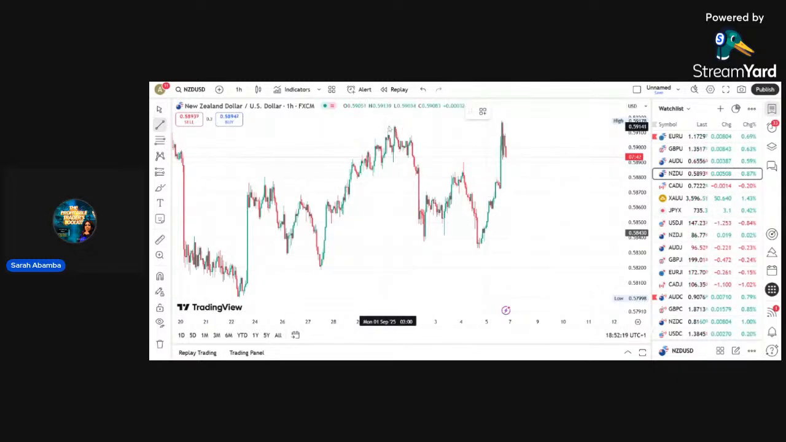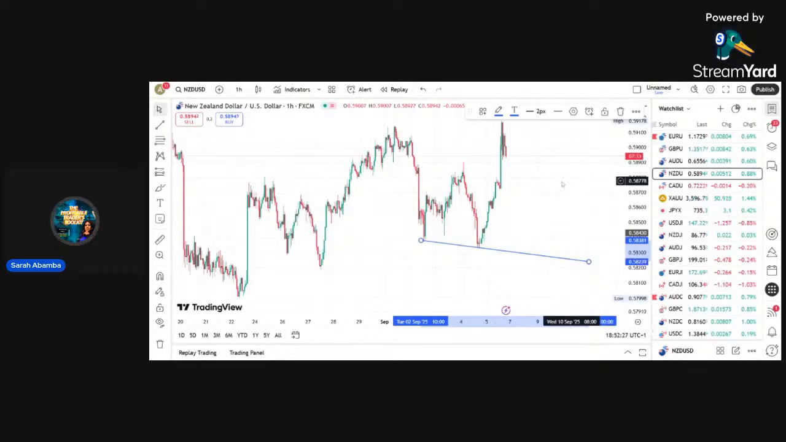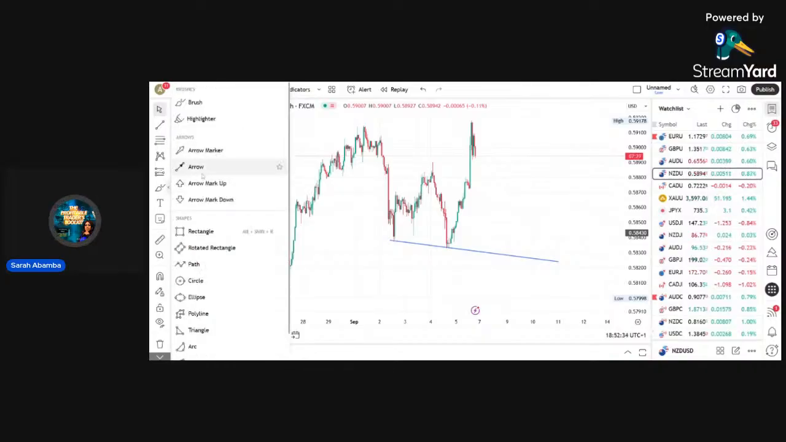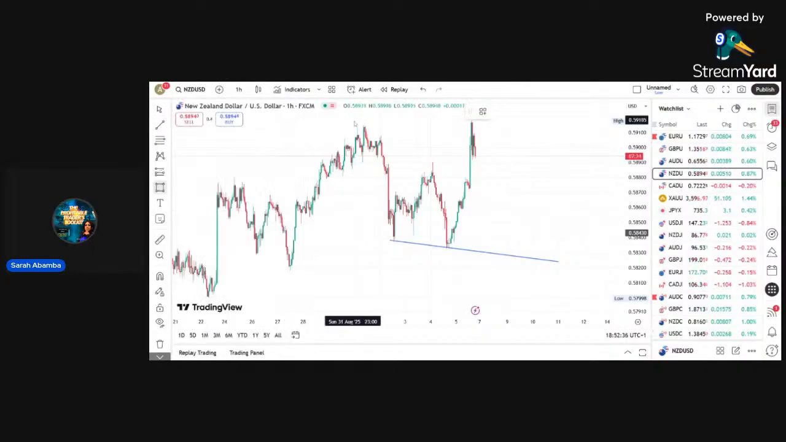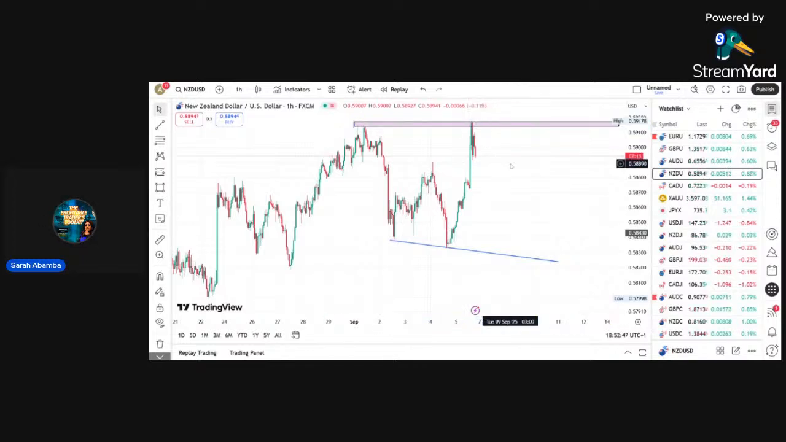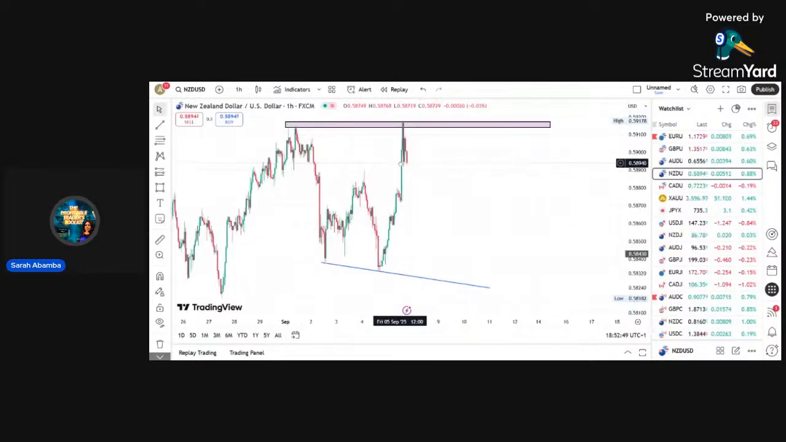So beautiful. So let's do the bottom first. Here we are, two connected lines. Yes. Then the top. A rectangle bar would be good for this. Yes. So here we are. This is the ranging pattern. Actually, this is a triangle pattern. So I'm expecting this market now.